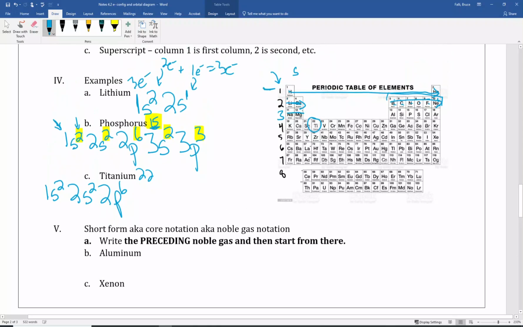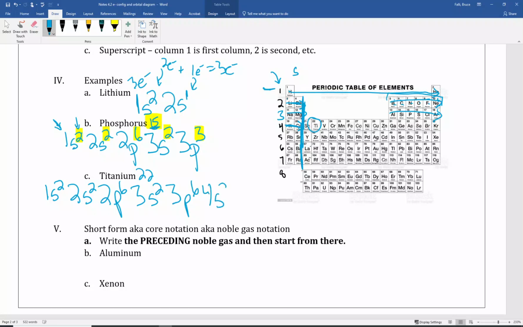We've got to do 11 and 12. 11 and 12 would be third row, S block, 2. Now we got 13 through 18. Still the third row, P block, 6. Whew. Still trying to get to 22. 19 and 20. Remember, I care about this wall right here of ending the S block. 19 and 20. Fourth row, S block, 2.